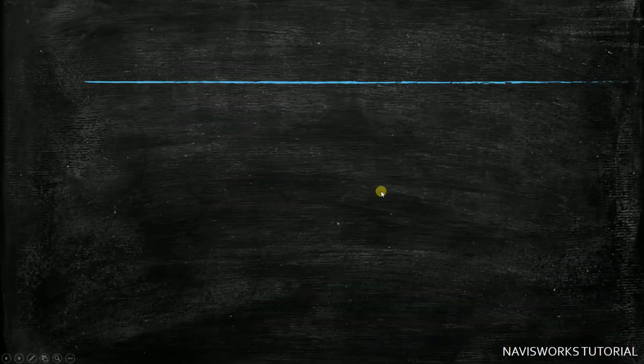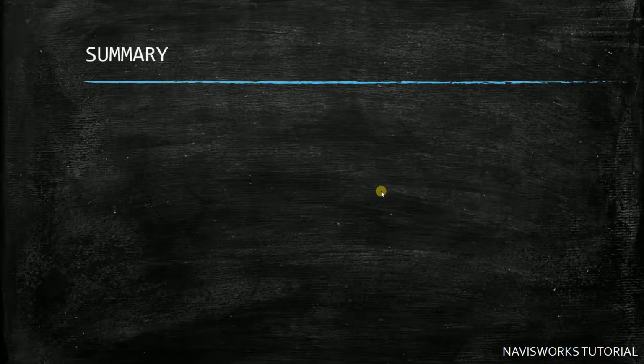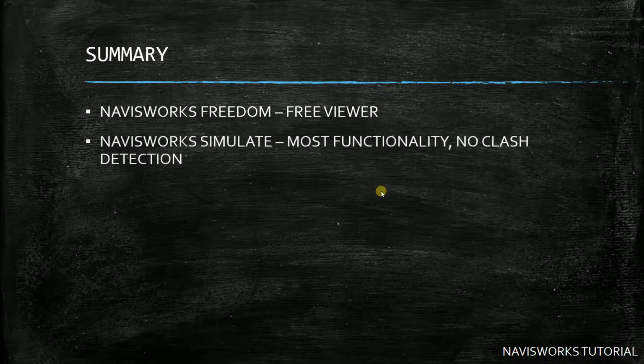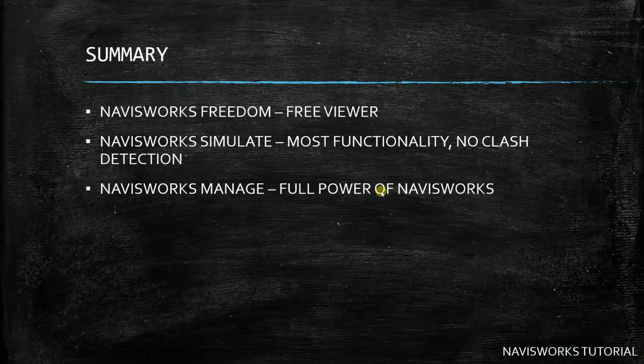So as a summary, if you want it free, with no editing, no simulation, or clash detection, just purely free, you can use Navisworks Freedom. If you need most functionality but don't need clash detection, you can use Navisworks Simulate. And if you want to have the full power of Navisworks, you can subscribe to Navisworks Manage. All right, so that's it for this quick discussion of Navisworks versions.